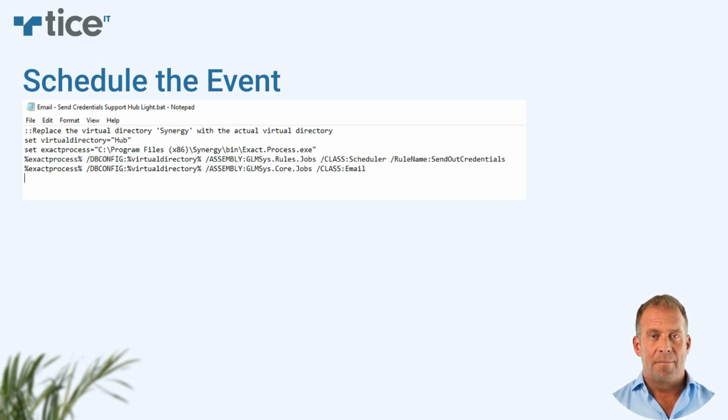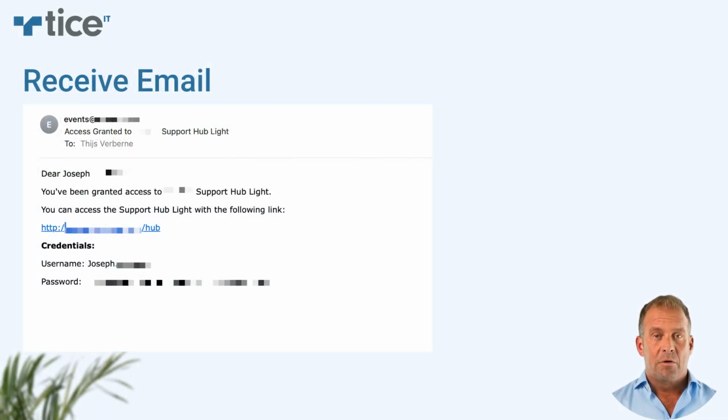Start by creating a batch file and placing it on your server. Ensure the rule name matches the name of your main rule. Then you can set up the Windows Task Scheduler to execute this batch file automatically. When the Windows Task Scheduler executes the batch file, the email will be sent and the flag will be removed from the resource card. That's how you complete the setup of an email notification.